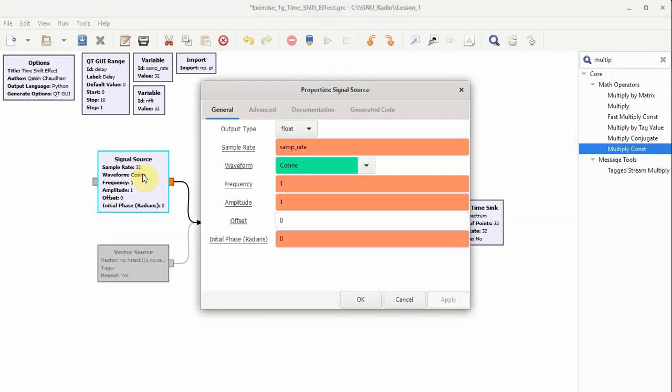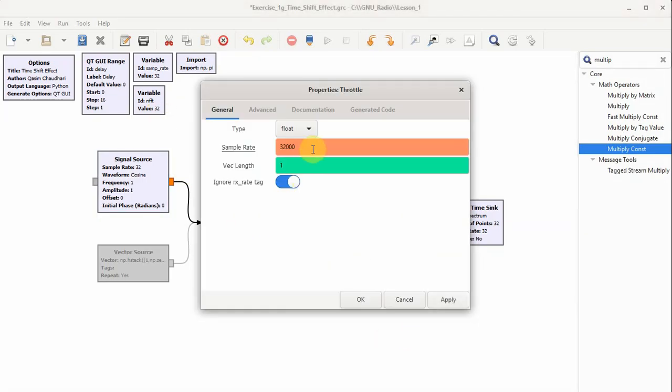Now we start with the signal source first, not the vector source, and we will see why we are doing these exercises. So the waveform is a cosine. I've chosen real values with a frequency of 1. So the discrete frequency would be 1 out of 32. One cycle in 32 samples. No offset, no phase initially.